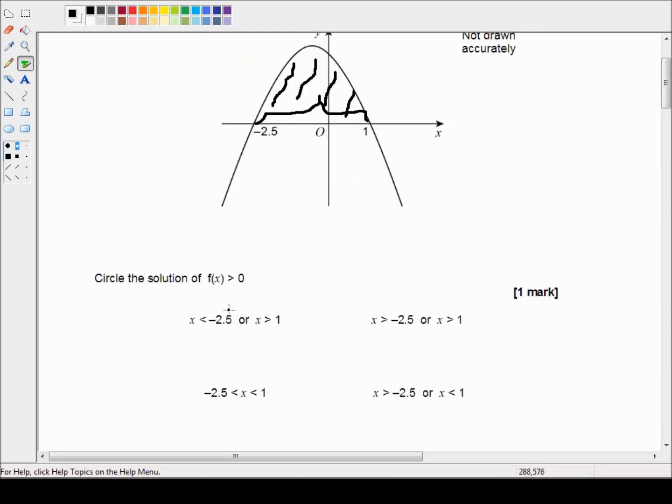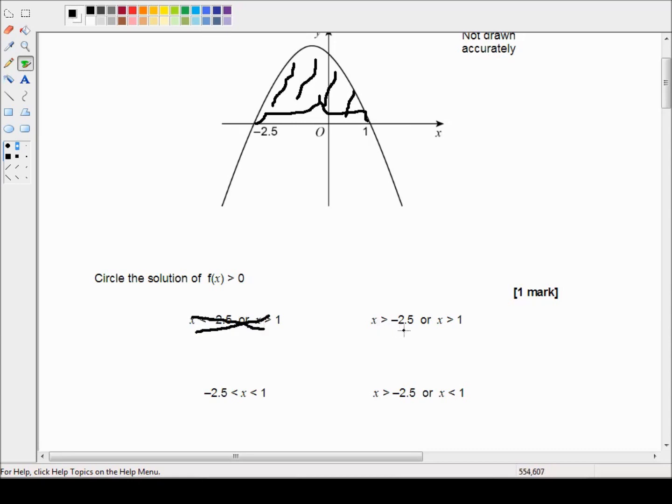Okay, so x is less than negative 2.5, well that would go in this direction, and clearly the graph is below the x-axis, so it's less than 0. So we don't need to look any further, but if we did look further we'd see x is greater than 1, so that's everything here from 1 upwards, and again that's below the x-axis, so this is wrong. So we can discount that.